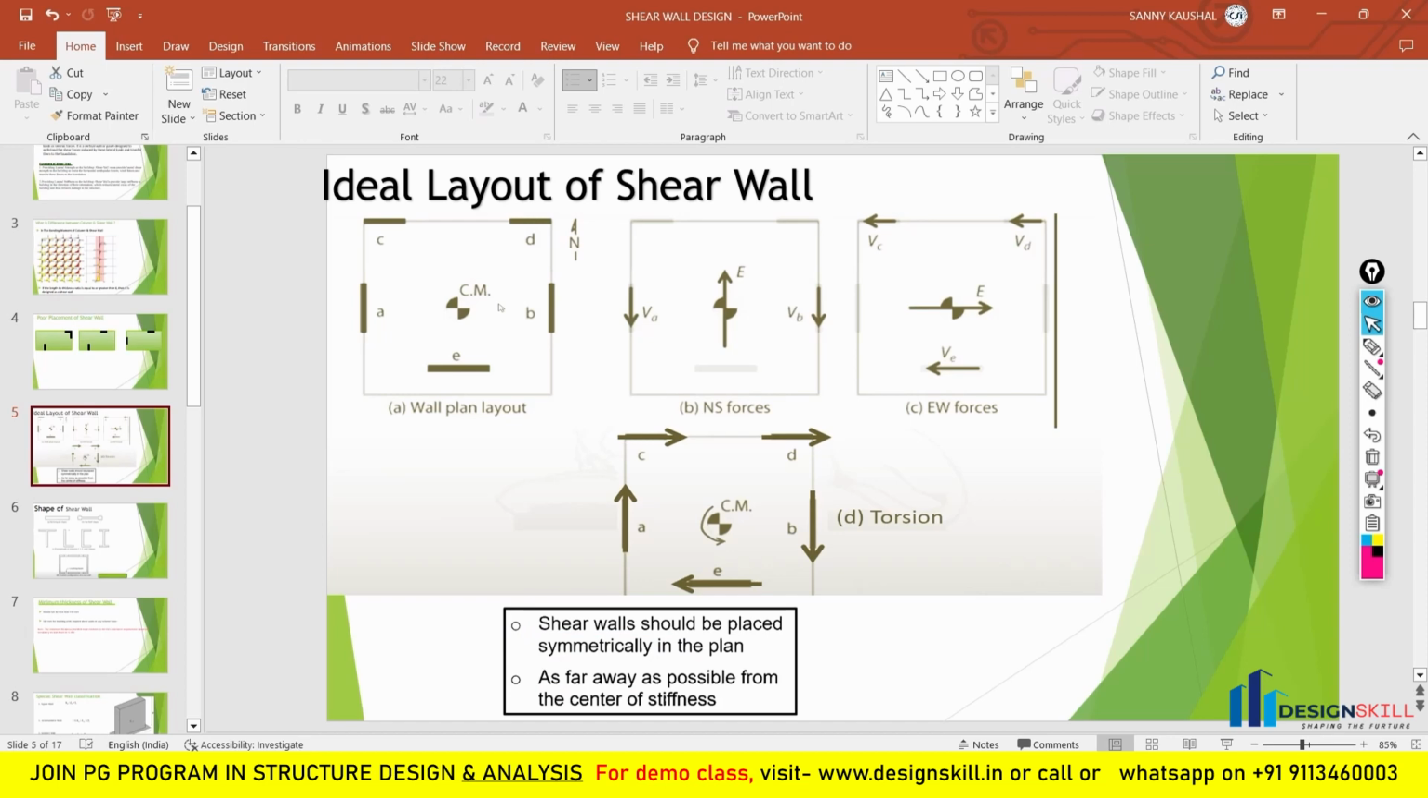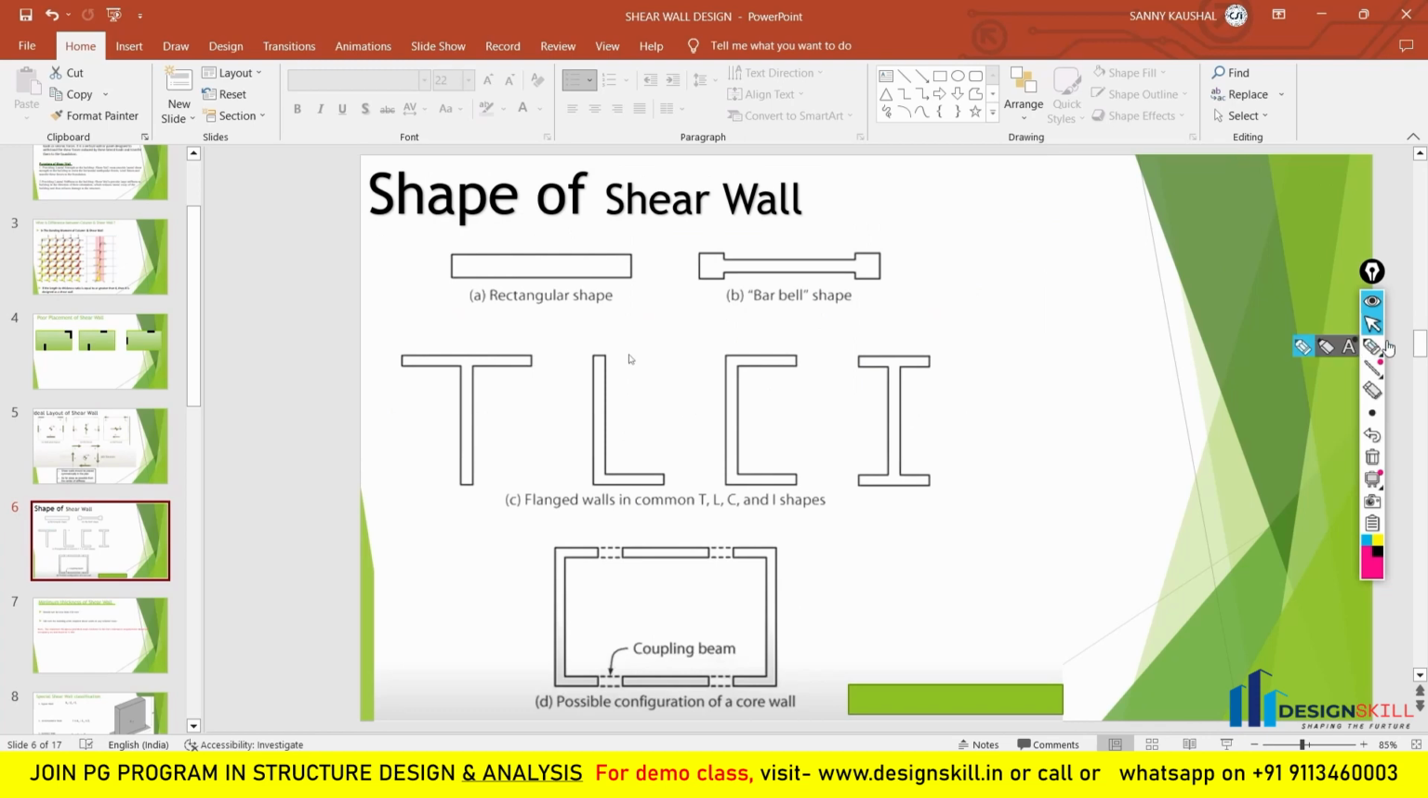Now let us move to the next important topic, which is the shape of the shear wall. We will look at the different shapes of the shear wall which are used in our building. The first important shape is the rectangular shape, and this is the most commonly used shape in our buildings. This type of shear wall you will find in every building, or we can say most of the shear walls you will find in this shape only.